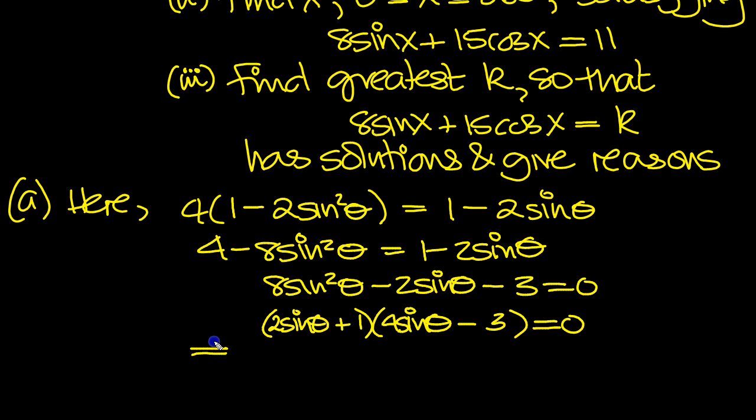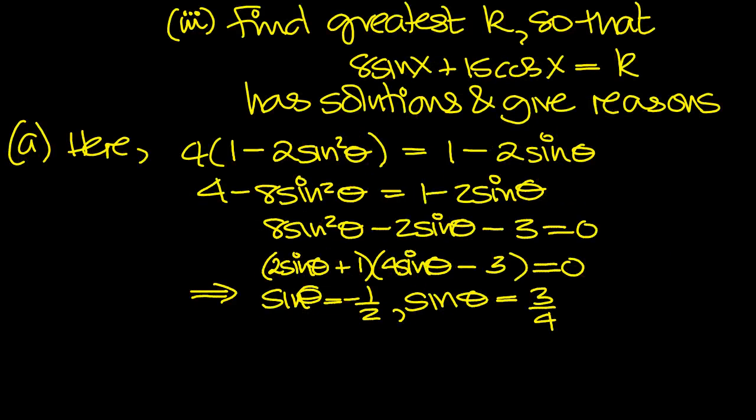So that tells us here sine theta is equal to minus 1/2, and here sine theta is equal to 3/4, isn't it? So let's solve these two trig equations then.